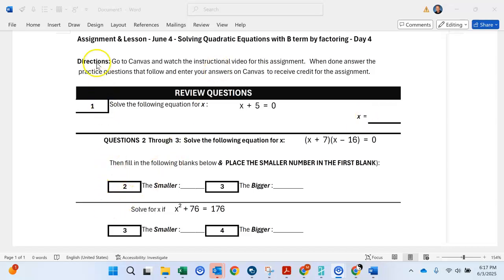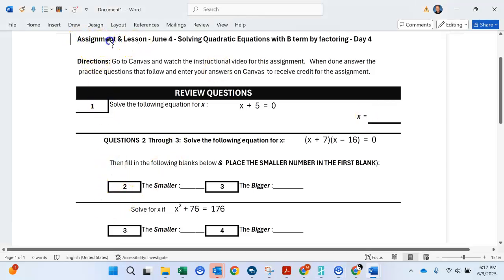Okay, so today we are going to do this lesson here. Assignment lesson, June 4th, solving quadratic equations with the B term by factoring. So this is day 4 of solving quadratic equations. So make sure you do this.